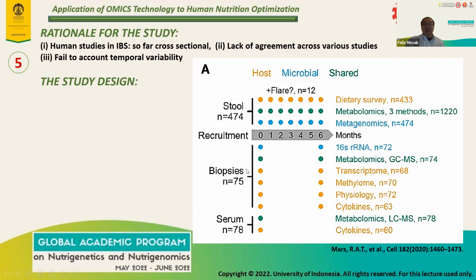And the biopsies were done before and after the 6 months. From the biopsies, they run 16S rRNA analysis, with 72 samples, and metabolomics using GC-MS, 74; transcriptome 68, methylome 70, physiology 72, cytokine 63. And from the serum, they also run metabolomics, this time using LC-MS, 78, and cytokines 60.